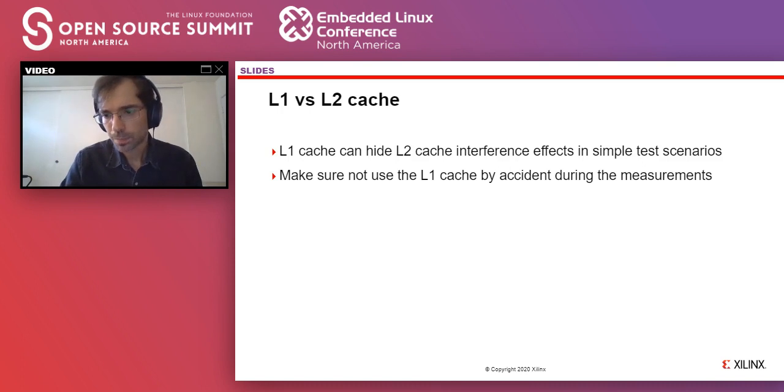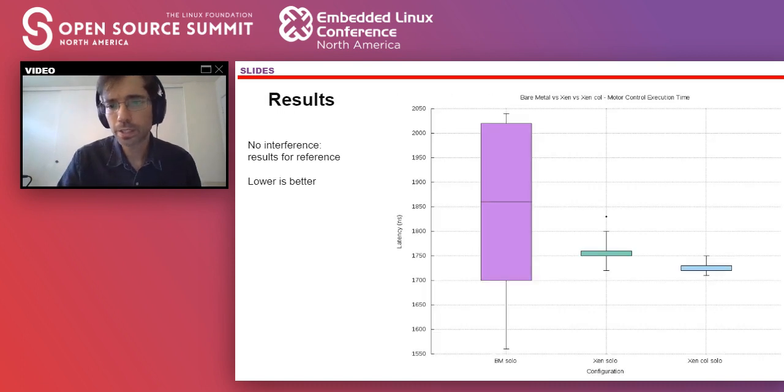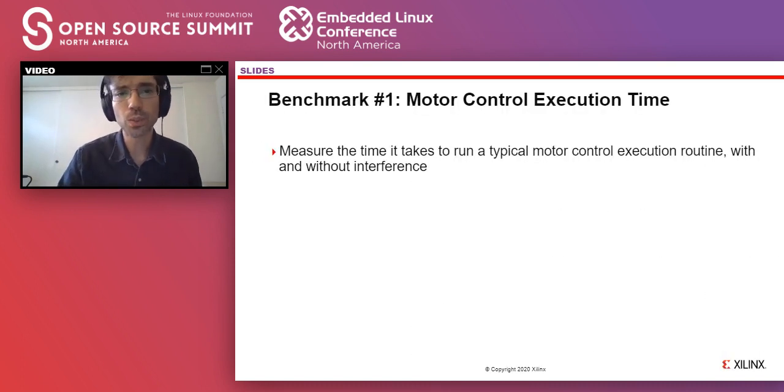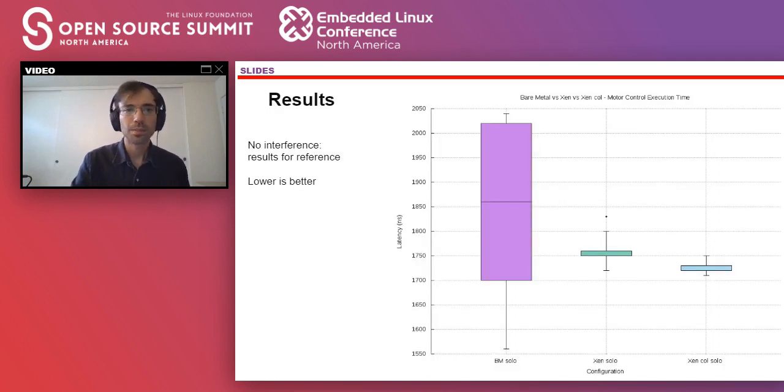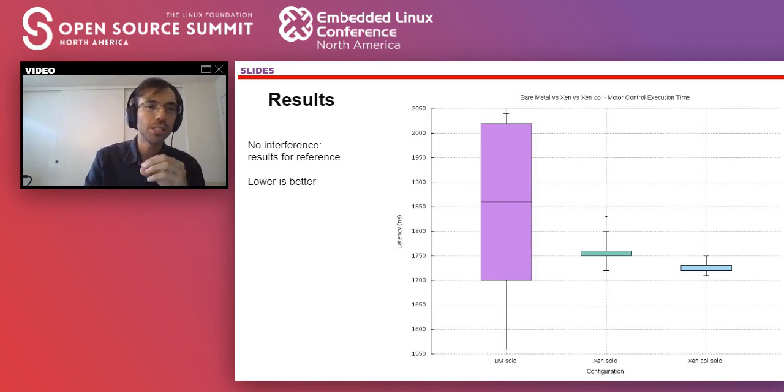All right. So the first set of results are related to motor control execution time. We are running an example routine to control a motor, and we are measuring the time it takes to run this routine. The first slide here is showing the results without interference. So it's really here just as a reference.